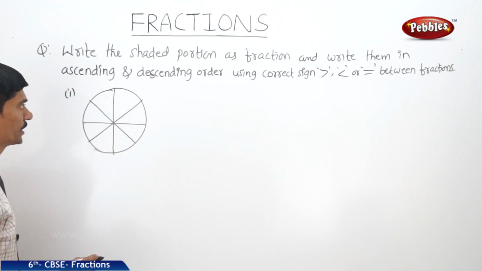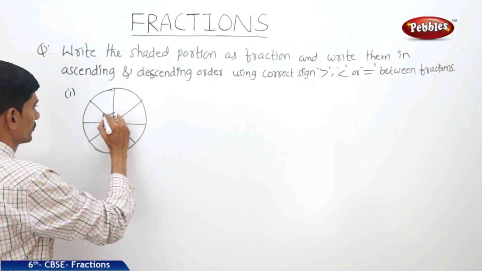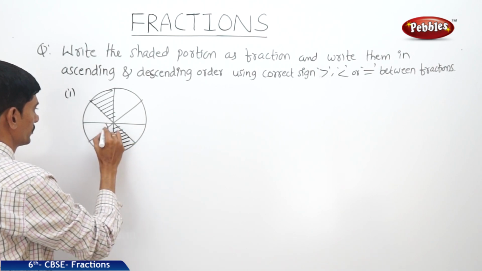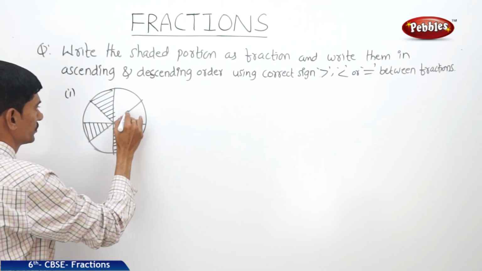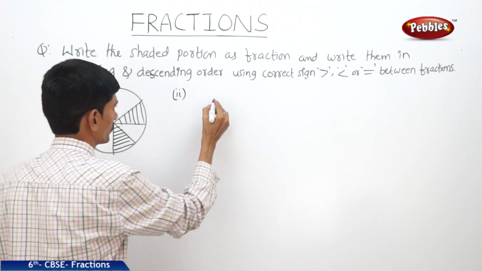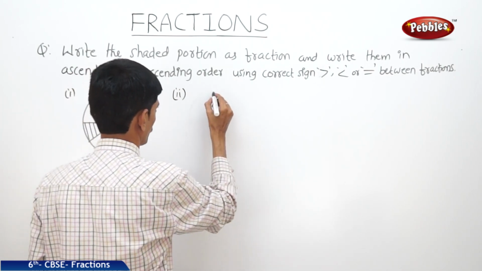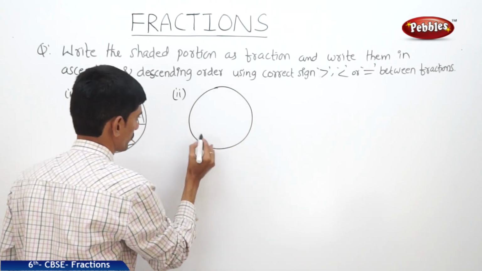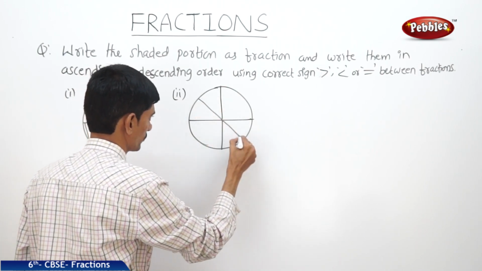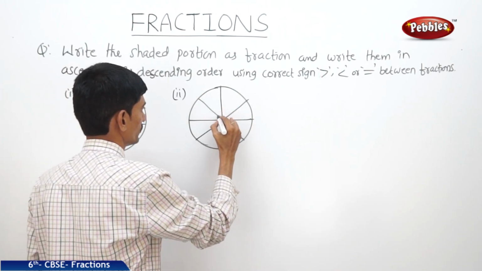Now the circle is divided into 8 equal parts. So out of these 8 equal parts, 4 parts are shaded. In the second case, 6 parts are shaded.